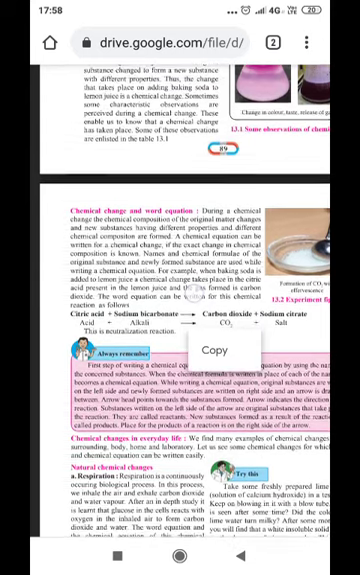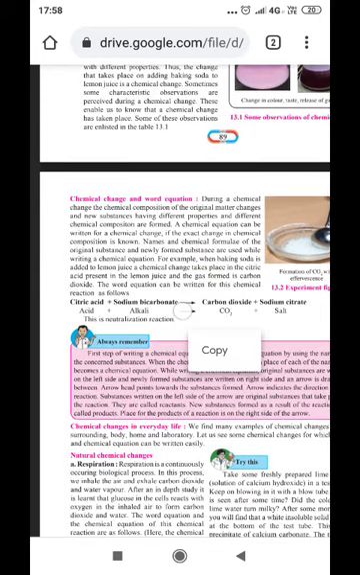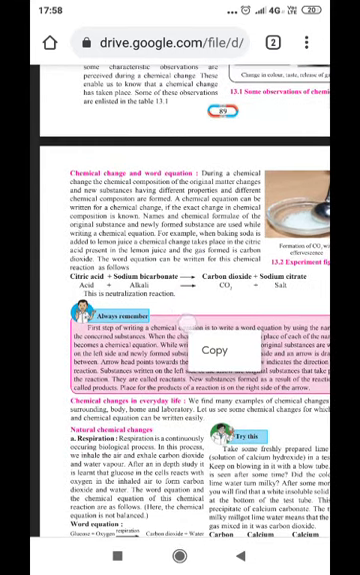Now, chemical change and word equation. During a chemical change, the chemical composition of the original matter changes. A new substance having different properties and different chemical composition is formed. A chemical equation can be written for a chemical change. If the exact change in the chemical composition is known, names and chemical formulae of the original substance and the new substance are used while writing the chemical equation.